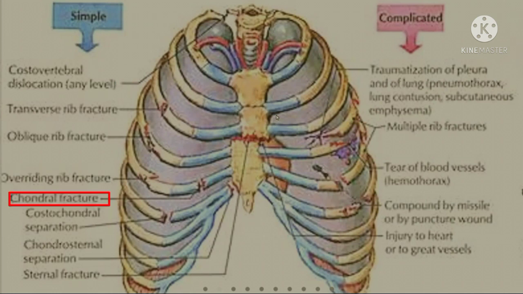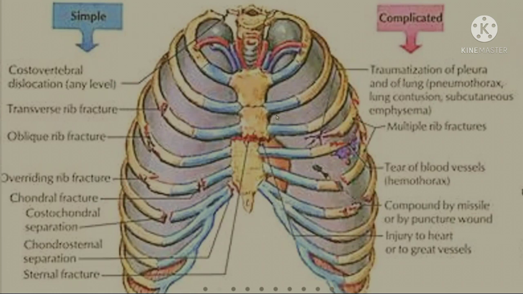Next we can have a chondral fracture, that is the cartilage itself getting fractured at some point, or we can have a costochondral separation, where the attachment of the rib at the level of the cartilage gets separated. We can also have detachment of the cartilage directly from the sternum, that is chondrosternal separation, or a very severe trauma can directly cause a sternum fracture, which is rare and seen in severe traumas.